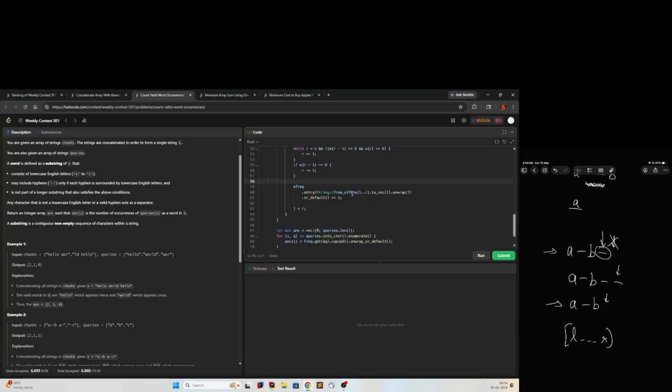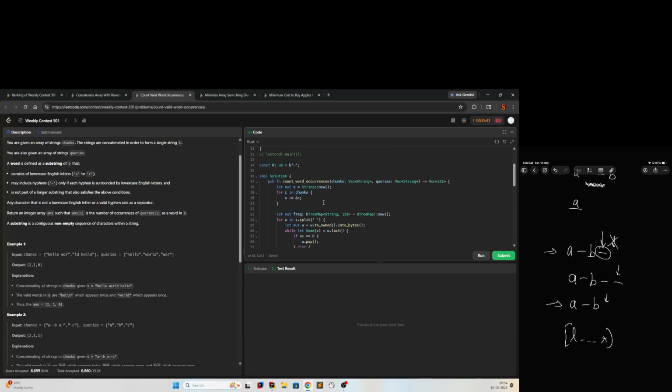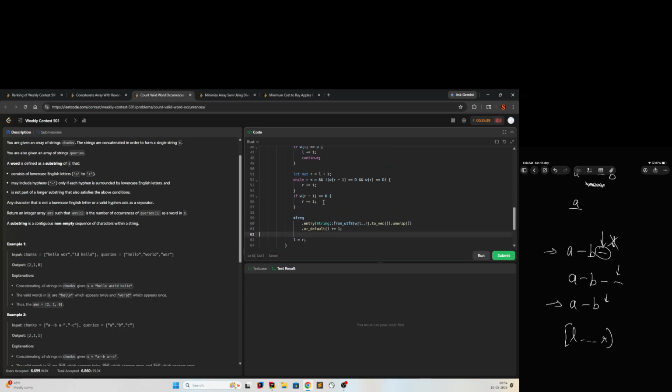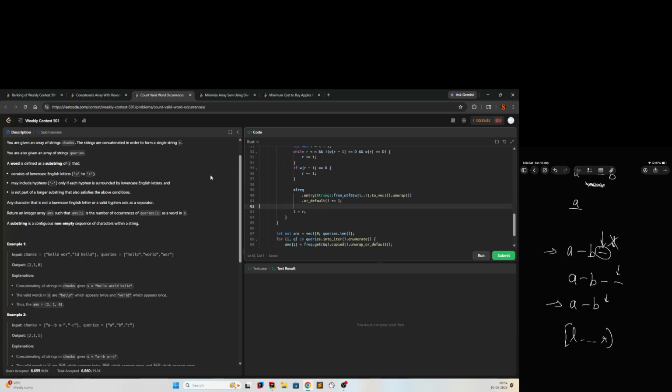Then we check the string of W from L to R. Here R is exclusive, L is inclusive, and we increase the frequency for that one word. And then obviously we set L to R as we do in the two pointer sliding window idea. And then we continue our iterations. So for each string separated part, we find the individual words inside it.